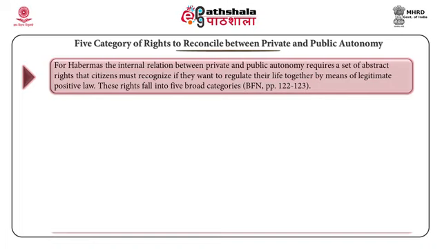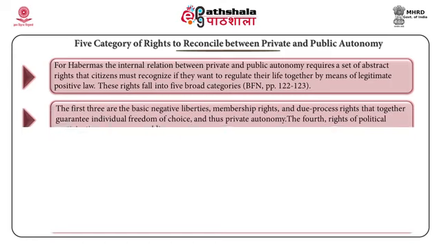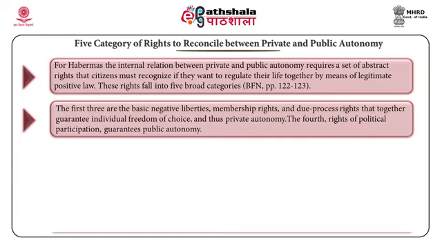So you see that these rights serve to reconcile the private and the public. They serve to reconcile the Weberian and the Kantian, and they serve to reconcile the liberal and the Republican. So this is the innovation of Habermas's position, that he's always finding ways of reconciling the different camps. The 5 rights serve to do that. The first 3 are the basic negative liberties, membership rights and due process rights, that together guarantee individual freedom of choice, and thus they guarantee private autonomy.